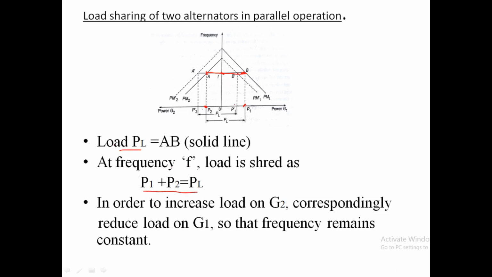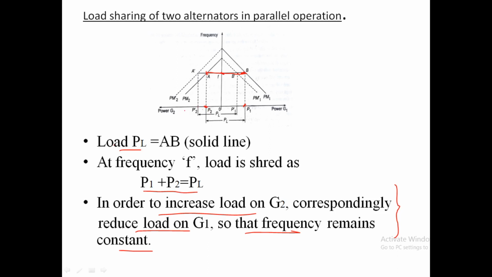You can see it here. Now, in order to increase the load on G2, correspondingly reduce the load on G1 so that frequency remains constant. Then only this balance will be kept. That means if we have to increase the load on G2, it means the left side of this curve. So we have to increase the load. That means it was P2. Now we have to increase it to P2 dash. It is more than this.